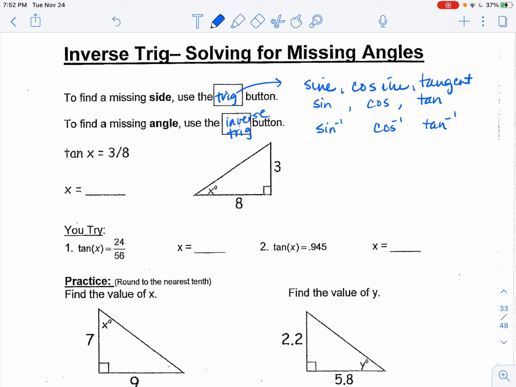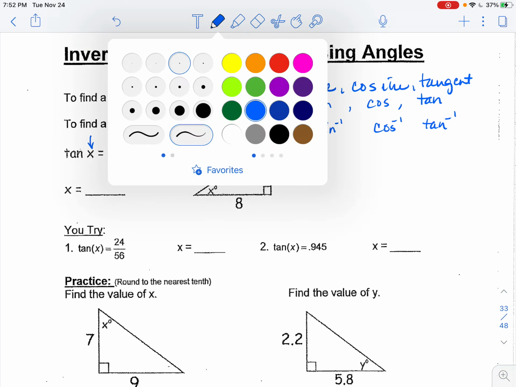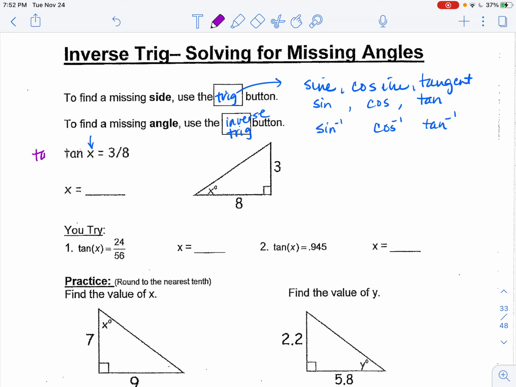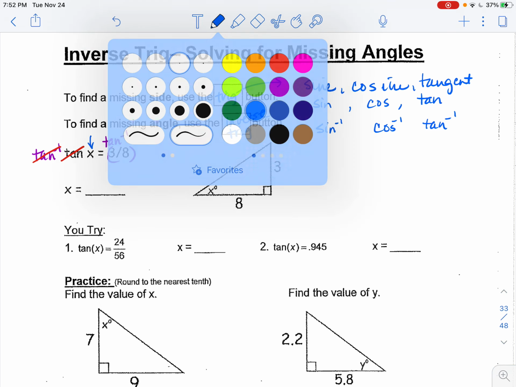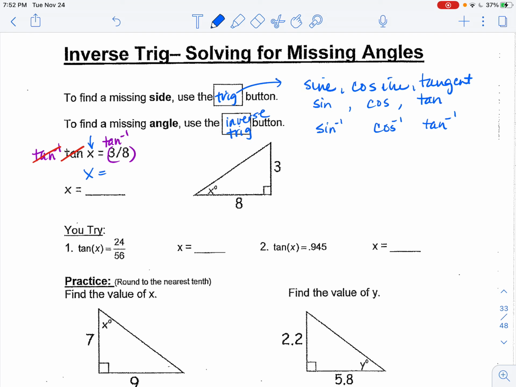So in this first example, it says tangent of x is 3/8. If I'm trying to find this angle, x, then I need to take the tangent inverse on both sides. Tangent inverse will cancel the tangent. Those are inverses, they go away. And so now I'm left with, well, x is equal to inverse tangent of 3/8. This is what we take to our Desmos.